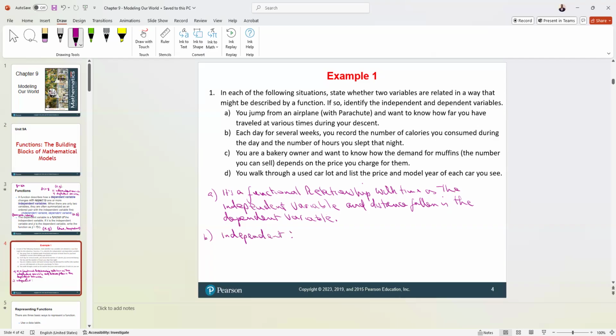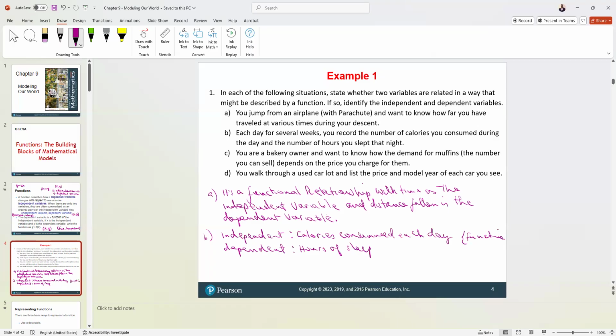So you can rewrite it as I wrote A. Calories consumed each day is the independent variable. Dependent variable would be hours of sleep. And we can say this is really a functional relationship. So this is a function. Not all the time it's going to be a function.